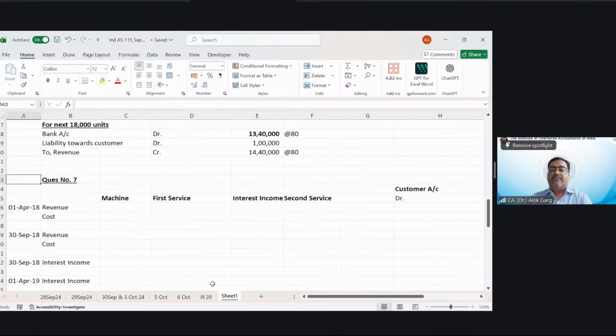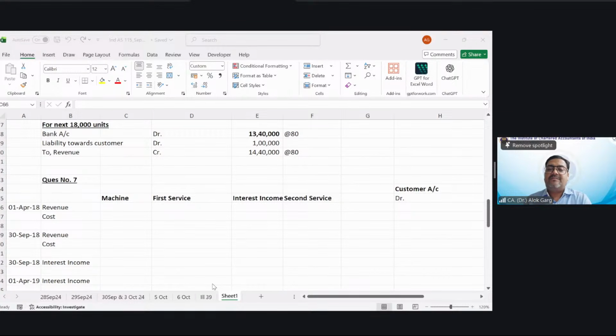First of all, day 1, 1st April 2018, the vendor, the company, the seller, A Limited, has supplied the machine. The first performance obligation is completed. So what is the revenue which was recognized on that day? Which revenue should we recognize on that day, my dear friends? Should we recognize or should we not recognize the revenue?